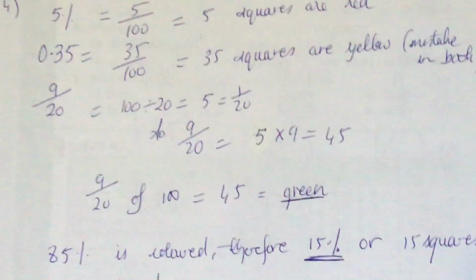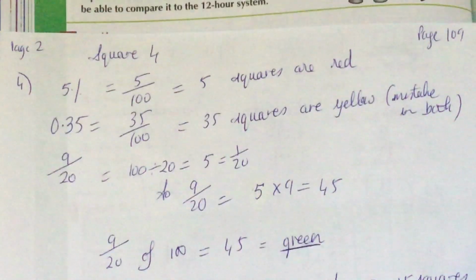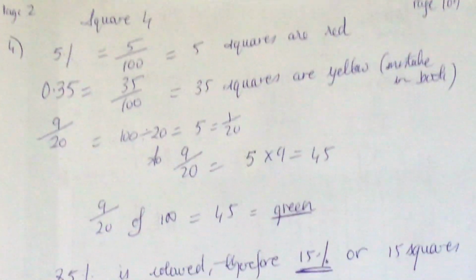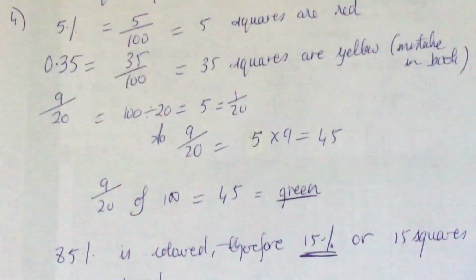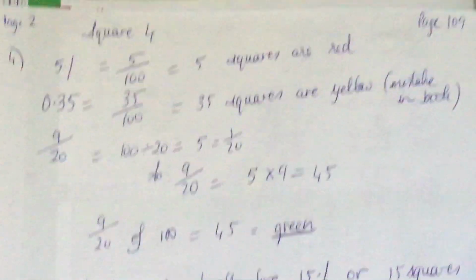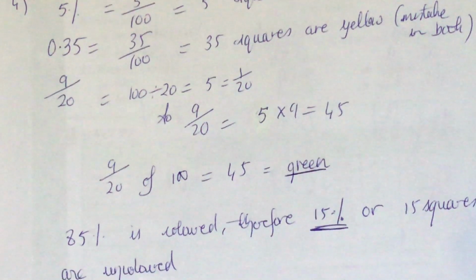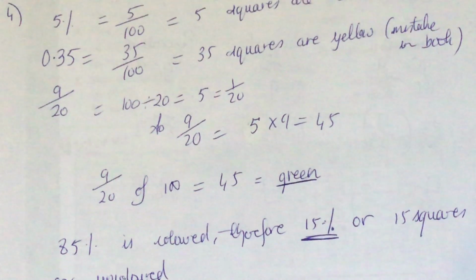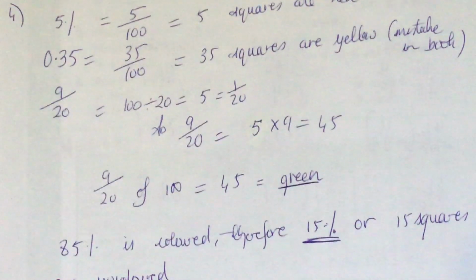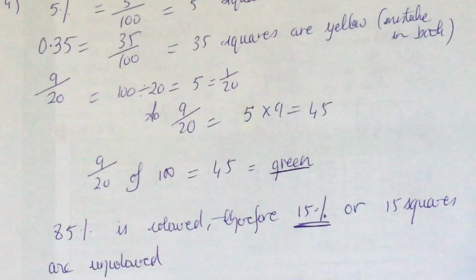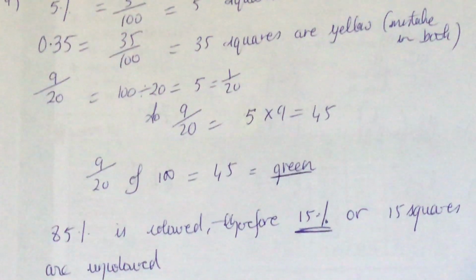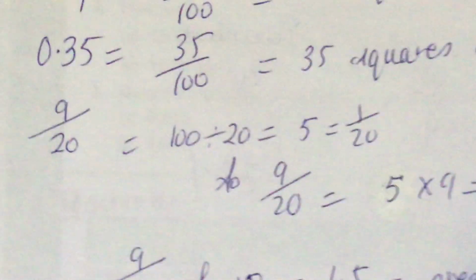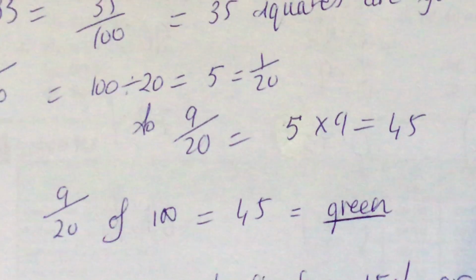So how do I get 9/20ths out of the total 100 squares? To get 9/20ths, you always have to find 1/20th first, and then the answer you get, you multiply by 9. To get a fraction of any number, you have to get one part first. So we have 9/20ths, but we want 1/20th. So 1/20th of 100 is 100 divided by 20, which is 5. That's 1/20th. I don't want 1/20th, I want 9/20ths, so I multiply.